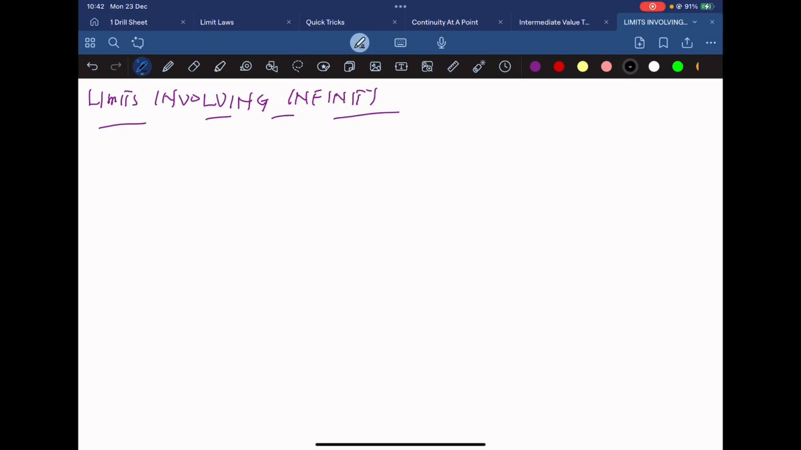What happens to a function as x gets really big or really small? Does it settle down, shoot off to infinity, or approach a specific value? Stick around as we break it all down with simple examples and clear explanations. Let's tackle infinity one step at a time.